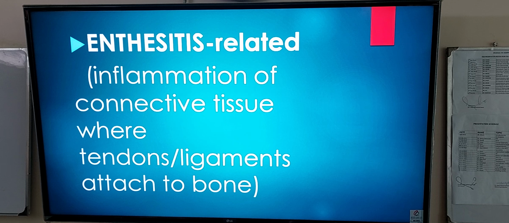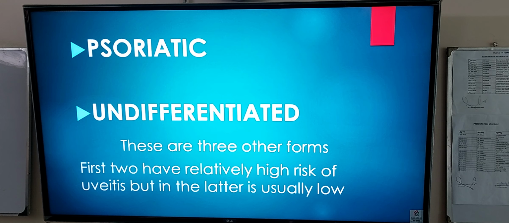Other form is enthesitis related. Enthesitis means inflammation of the connective tissue where ligaments and tendons are attached to the bone. Other form is psoriatic, in which skin is also involved, and the other form is undifferentiated. These 3 forms, that is enthesitis, psoriatic, and undifferentiated, are much less commonly seen, and the first 2 have more risk for uveitis, but the last one, undifferentiated, has very low risk for uveitis.